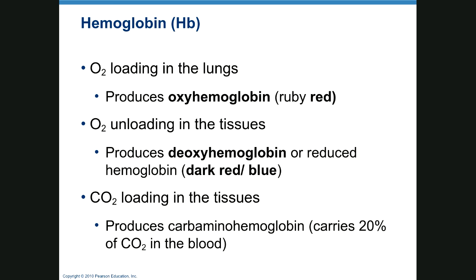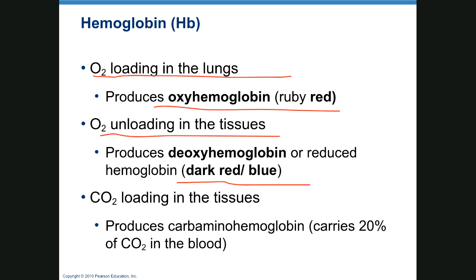So oxygen is loaded in the lungs and it produces oxyhemoglobin. But when you get out to a low oxygen area, such as the tissues, let's say our big toe, the oxygen unloads to feed the toe. And then as it's going back in the venous blood, it's a darker red or blue because now we have deoxyhemoglobin. It's been reduced instead of oxygenated.